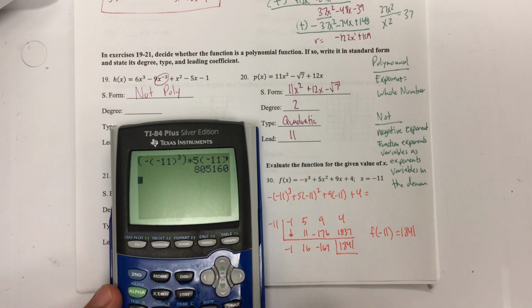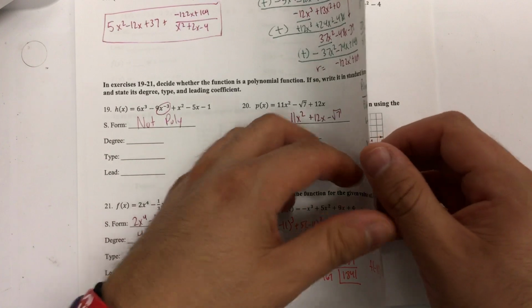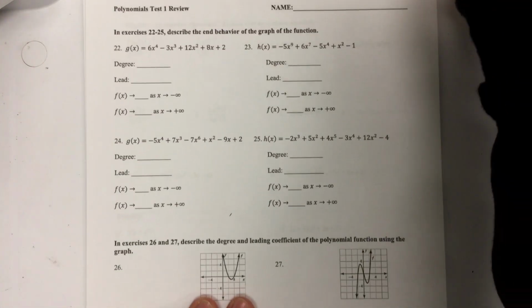Whoops. So let's try that one more time. Negative parentheses negative 11 cubed plus 5 times plus 9 times plus 4. I think I got that all right. 1841. And there you go. Okay. So you can definitely double check it that way. But those are the two ways you can work it out. All right. Now we're on to the last part here.